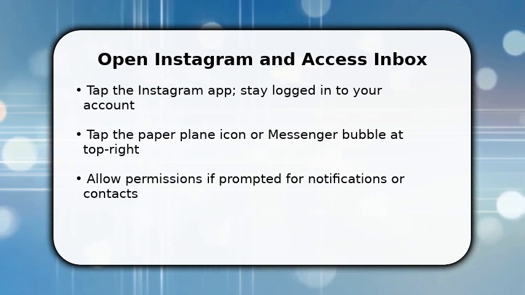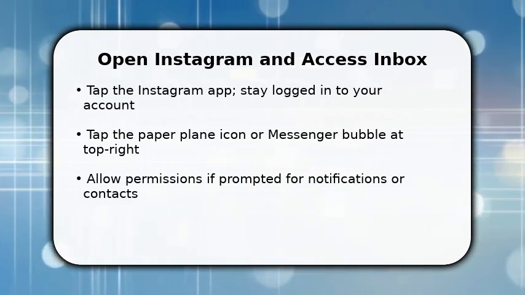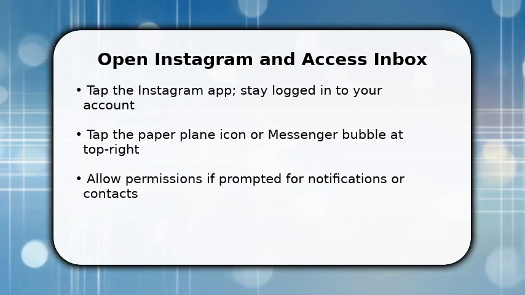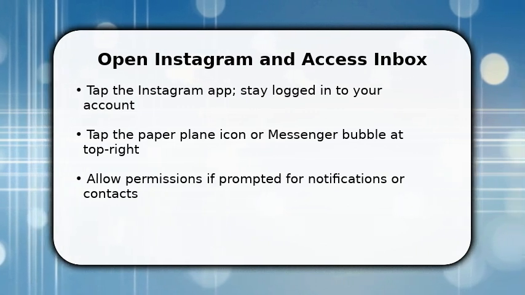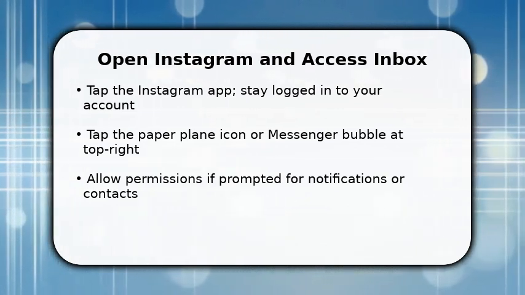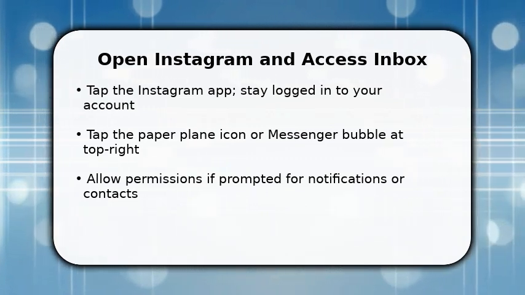If Instagram asks for notification or contact permissions, grant them to make searching and message alerts easier. Make sure you're on the correct account. Tap your profile and confirm your username if you manage multiple accounts. Then return to the inbox to begin locating the messages you need.